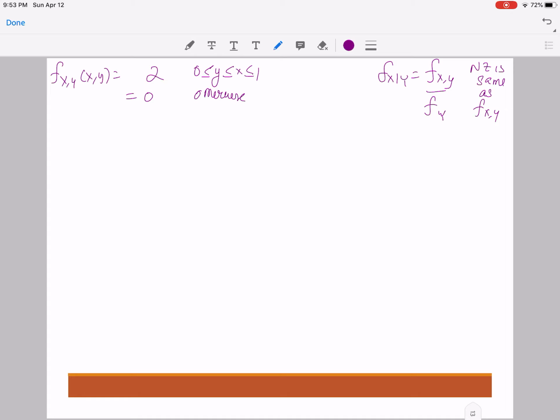So first, I need to draw the region of non-zero probability. This is the line y is equal to x. And I'm interested in the region y is less than or equal to x. And you can convince yourself that all the points that are below this line actually correspond to this region y is less than or equal to x. So this is my region of non-zero probability.